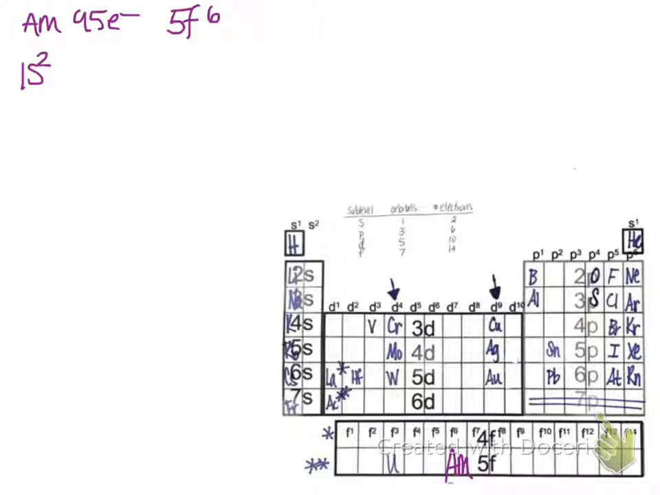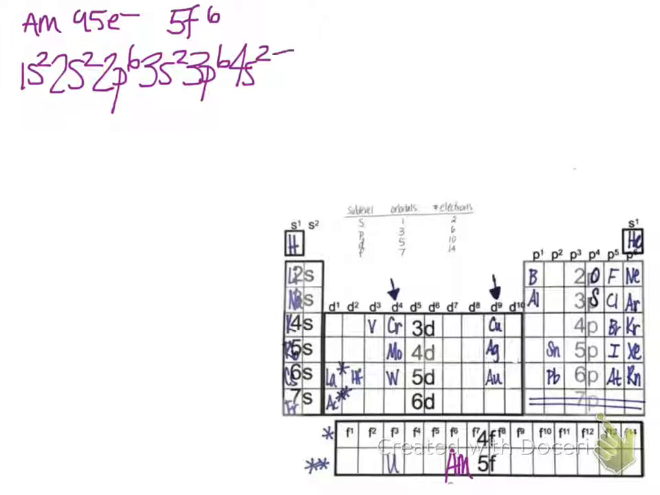So I always start with 1s2, 2s2, 2p6, okay, now someone else. All right, 3d10, what comes after 3d10? 4p6.